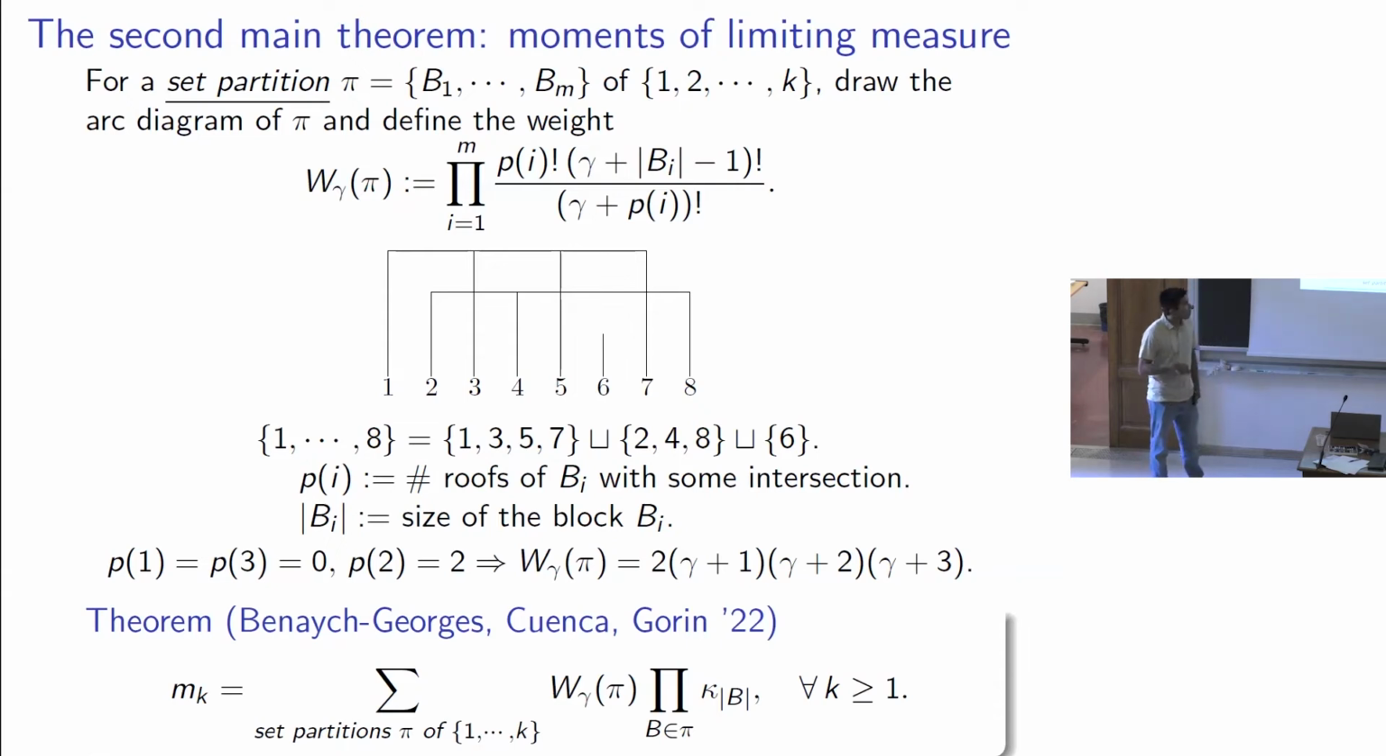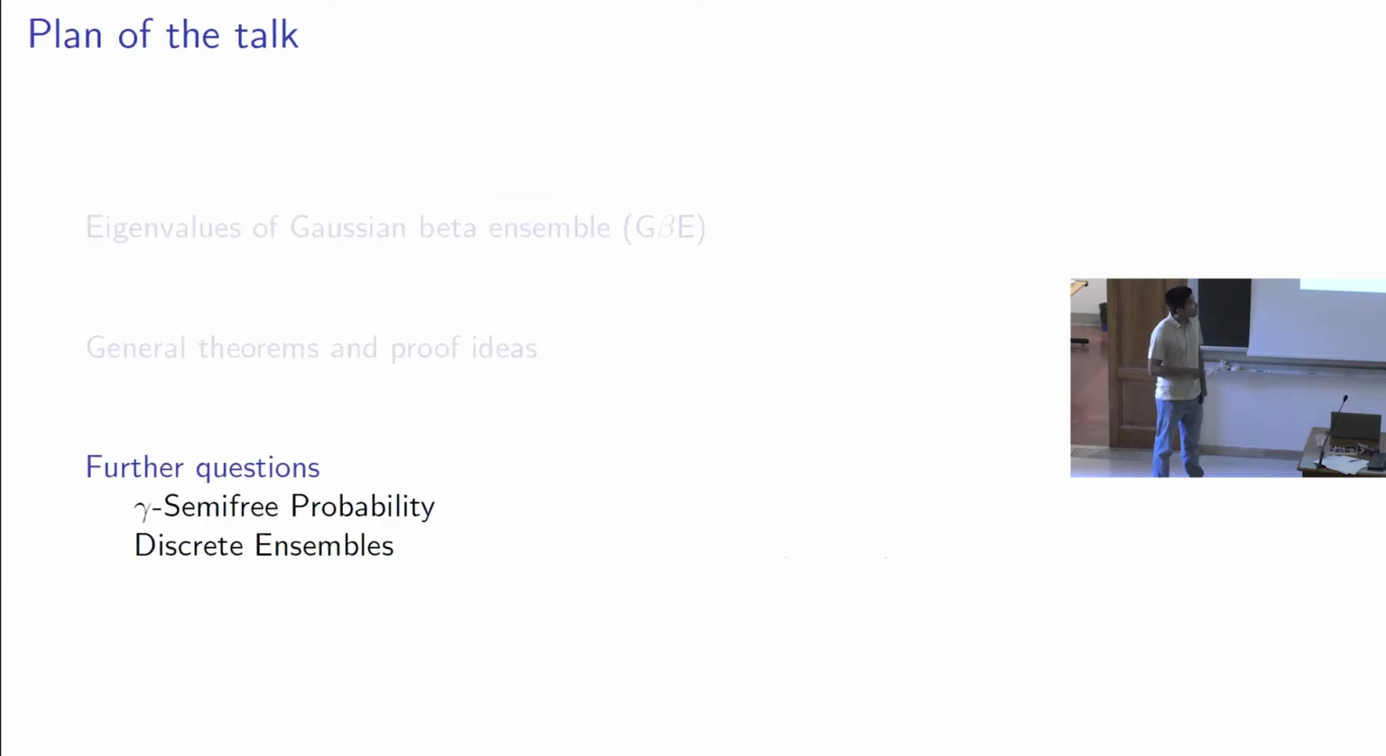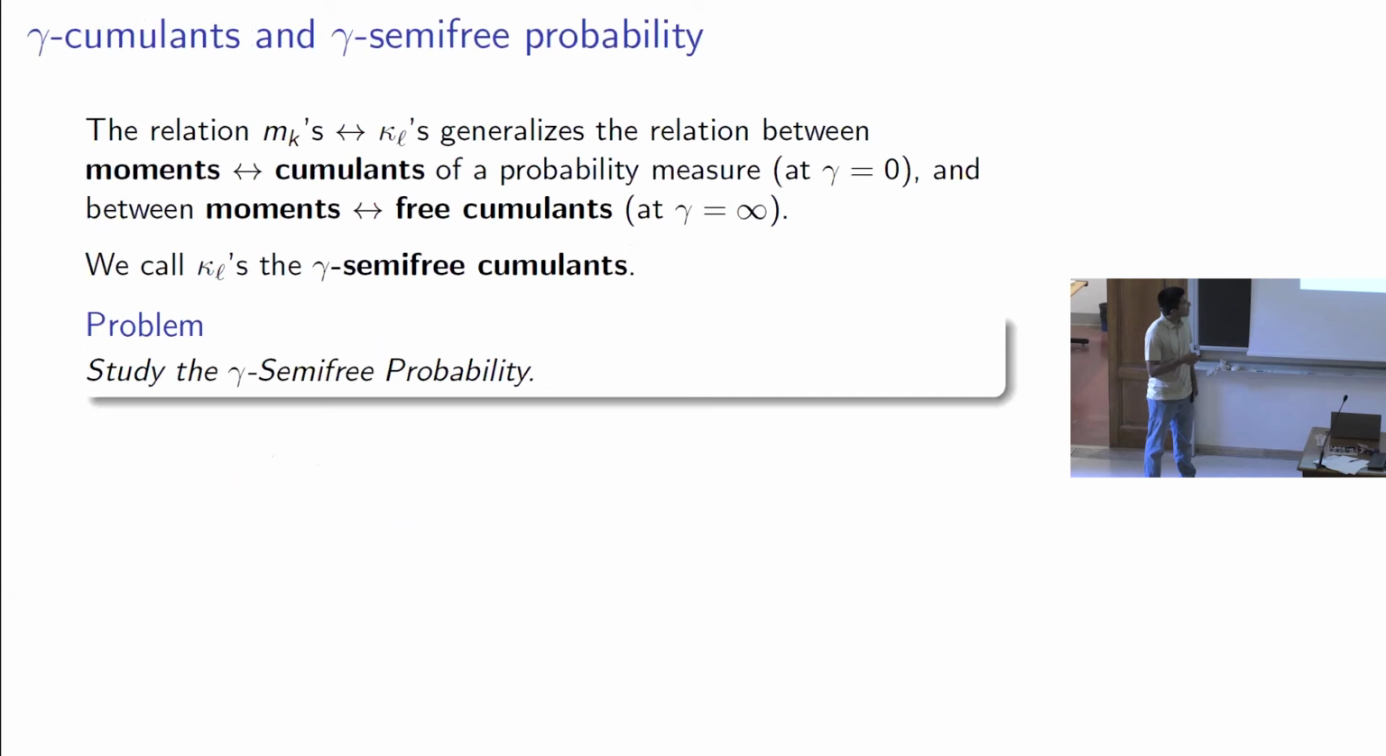Okay, so that's good. I think maybe I'm rushing, but I think I'll have plenty of time to discuss some future questions, okay? So I want to mention a few directions, some of which I'm thinking about right now, some of which not so much. So the first one is the relation between the m_k's and kappa_l's, okay? Those may have seemed familiar to you already.